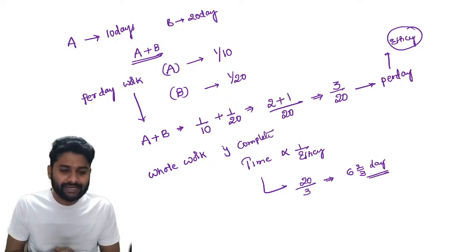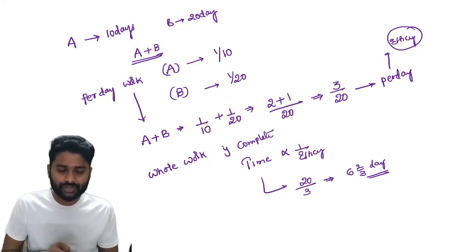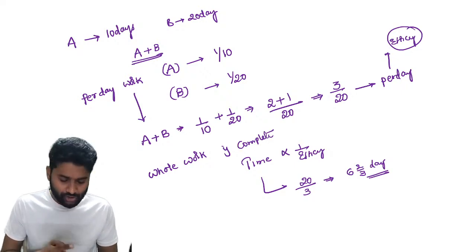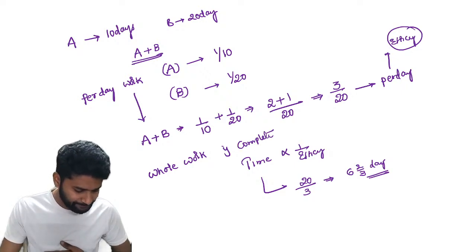So in this slide, you should observe that we are finding the efficiency. Finally, we are converting efficiency into the time. So that's all about total work. So total work is inversely proportional to the efficiency. Clear?